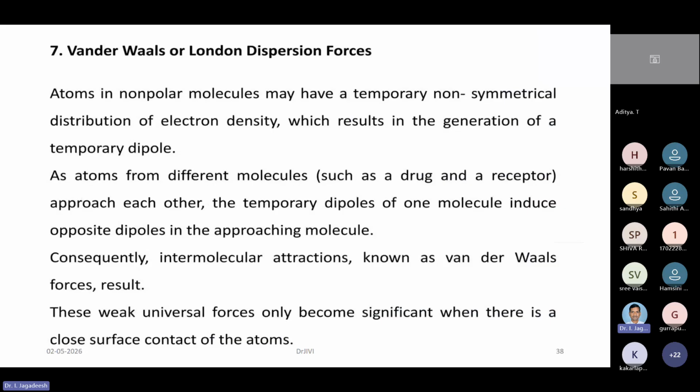Another very important force is van der Waals or London dispersion forces. Atoms that are non-polar in nature may have a temporary non-symmetrical distribution of electronic density, which results in the generation of a temporary dipole. This dipole is either intrinsically present with the asymmetry, or it is induced by the adjacent atom. As atoms from different molecules, such as the drug and receptor, approach each other, the temporary dipoles form. It is not a permanent dipole, like the ions we have already seen. So it is temporary.